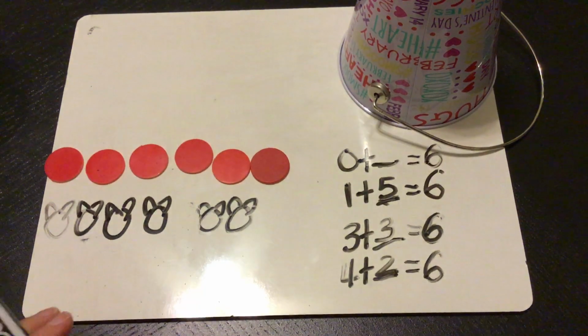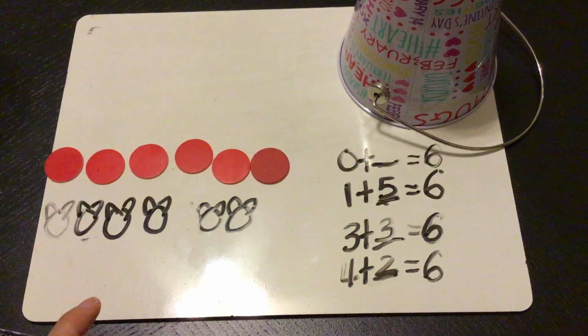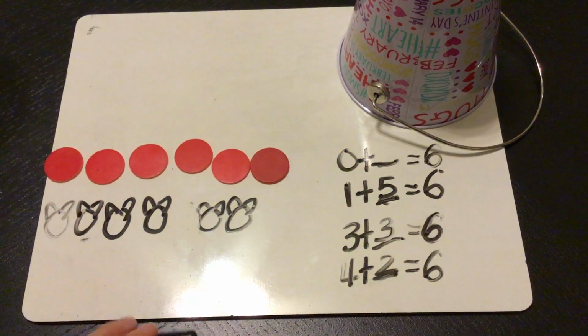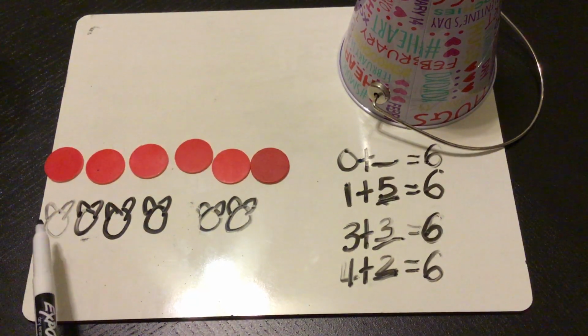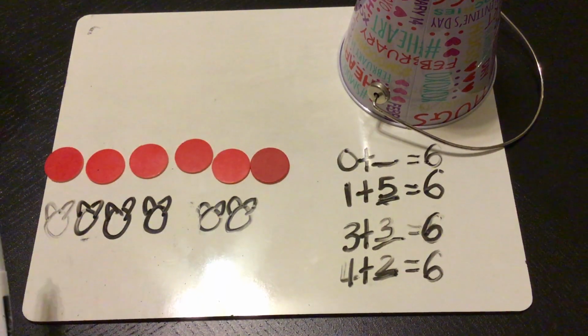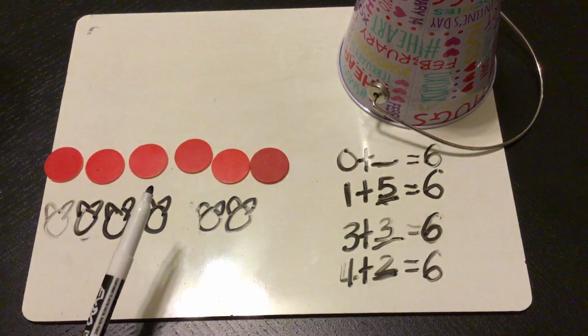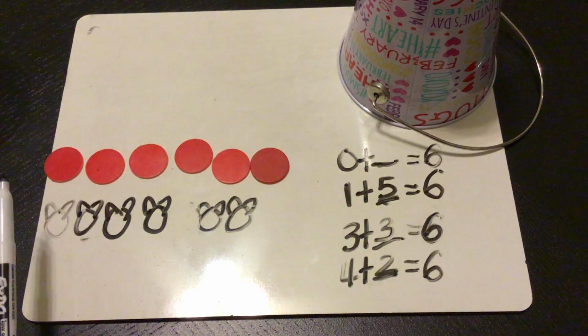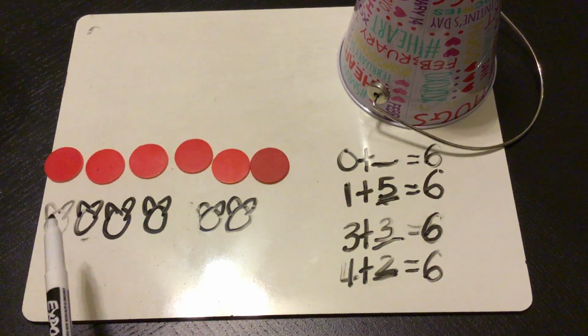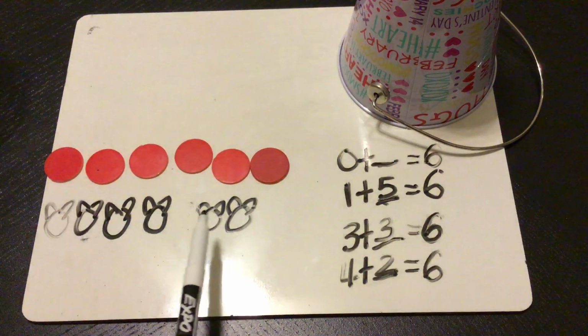How many of our chips can we flip to yellow? 0 of them, right? Because we know where none of our bears are. How many of our bears can we cross out? 0 again. So let's count how many bears we have left. And that should tell us how many bears are under the cave, right? 1, 2, 3, 4, 5, 6.